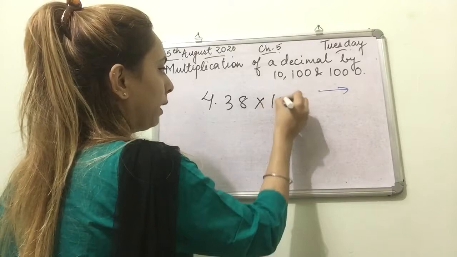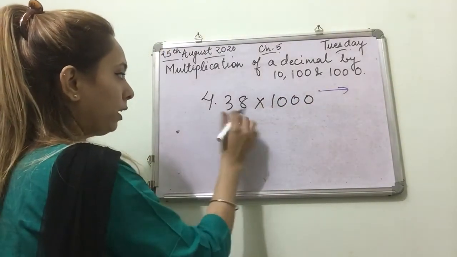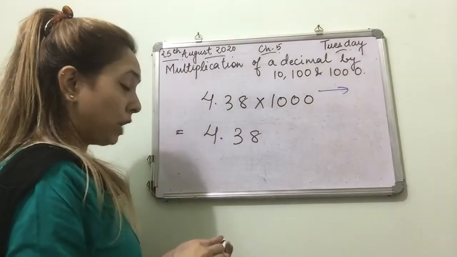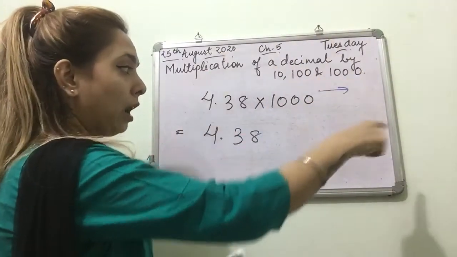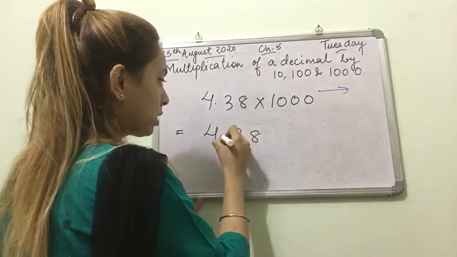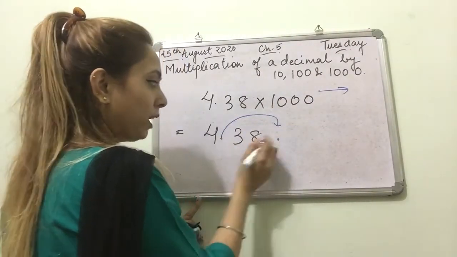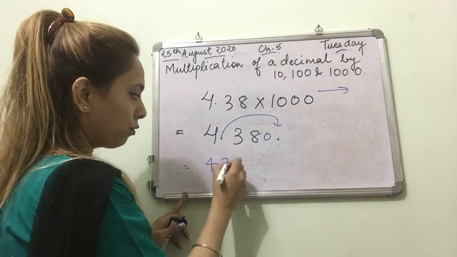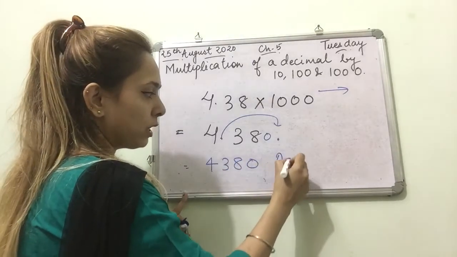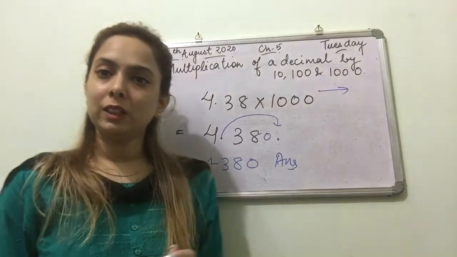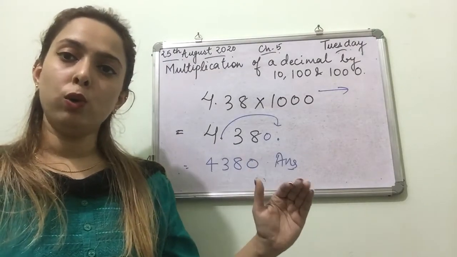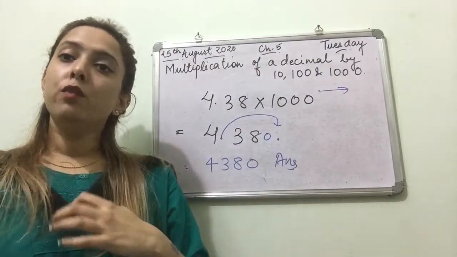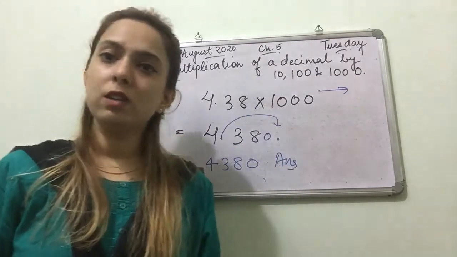4.38 multiplied by 1000. In this case, we have to shift the decimal after 3 digits. So the decimal will be shifted here, but we have to add one 0 to make 3 digits. So your answer is 4380. This was the answer we got by multiplying. So this is the way to check. Either you can follow the previous method or you can follow this method of shifting the decimal. Whichever method you like to follow, it is your choice.